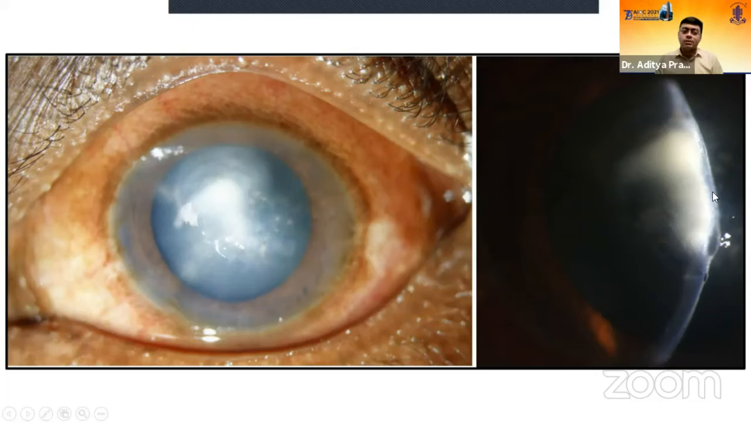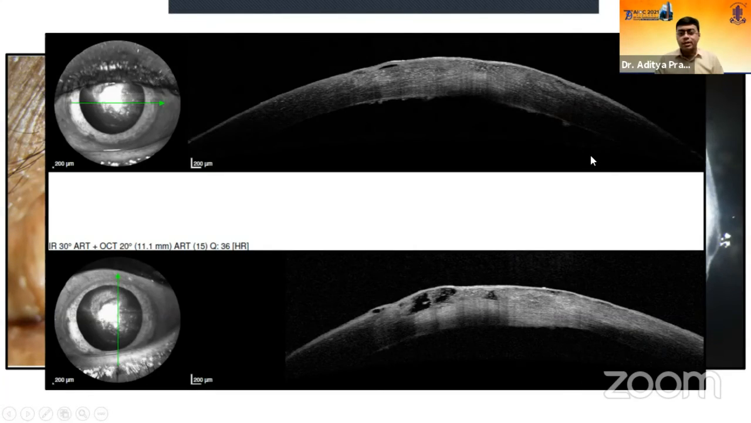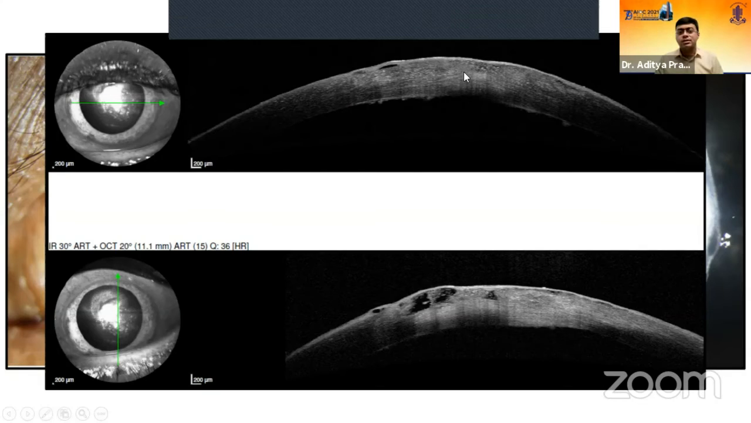We all know that the penetrability of the topical antifungals is very poor. So in this case, we decided to go ahead and inject intrastromal voriconazole so as to achieve a faster resolution of the keratitis. This is the anterior segment OCT taken before the injection, just to rule out any thinning and note the extent of the infiltrate.